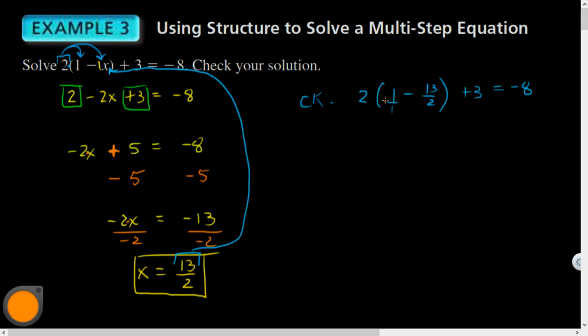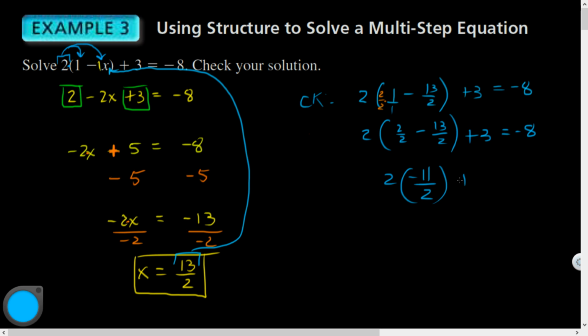We haven't covered any of that. I'm just going to do it quickly. You can go check out some other videos later if you want. But I would end up having 2 times 2 halves minus 13 halves plus 3 equals negative 8. 2 halves minus 13 halves is negative 11 halves, right?